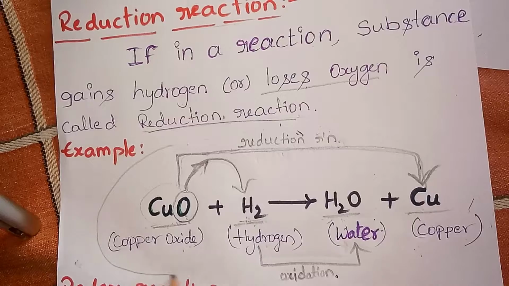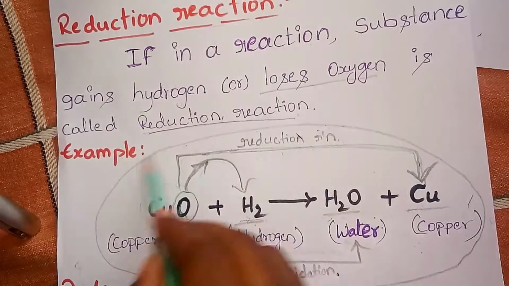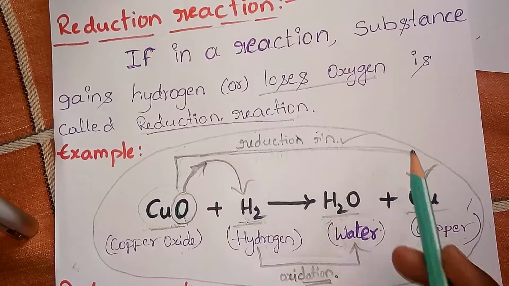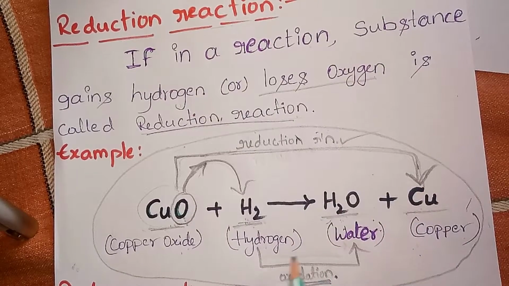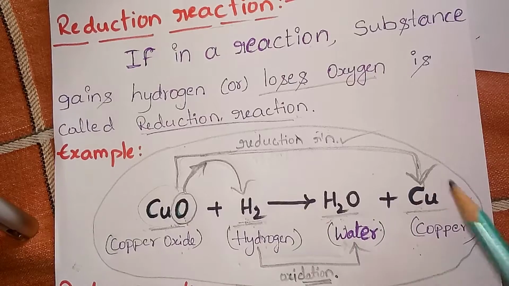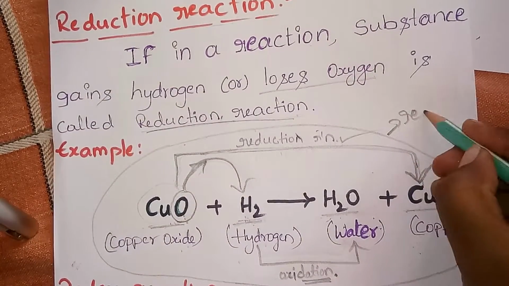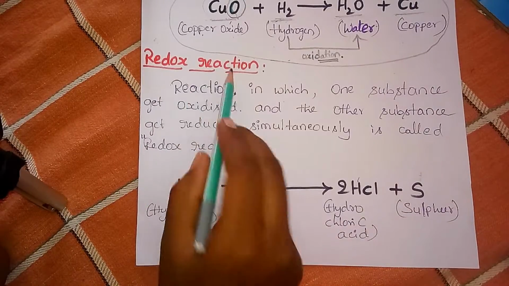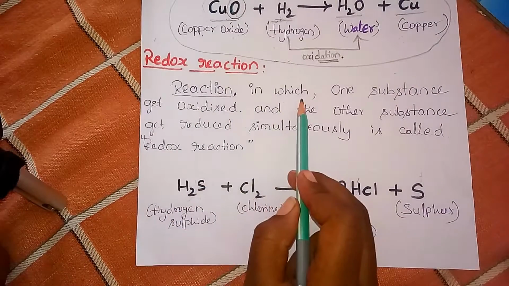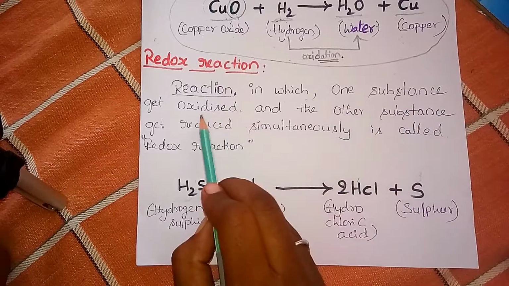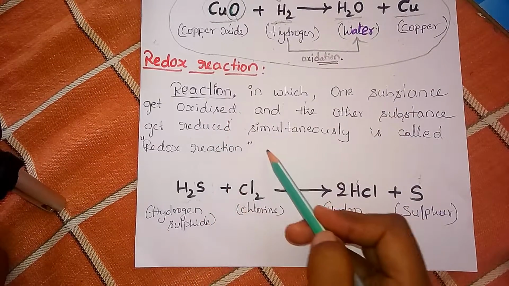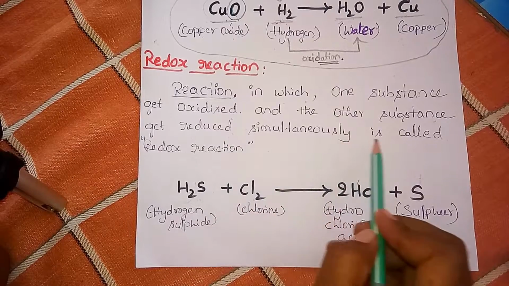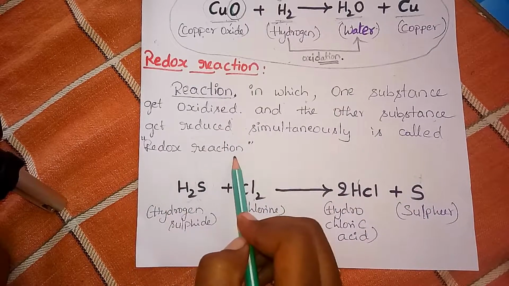This total reaction shows both oxidation and reduction reactions. Which type of reaction is called a redox reaction? A redox reaction, in which one substance gets oxidized and another substance gets reduced simultaneously, is called a redox reaction.